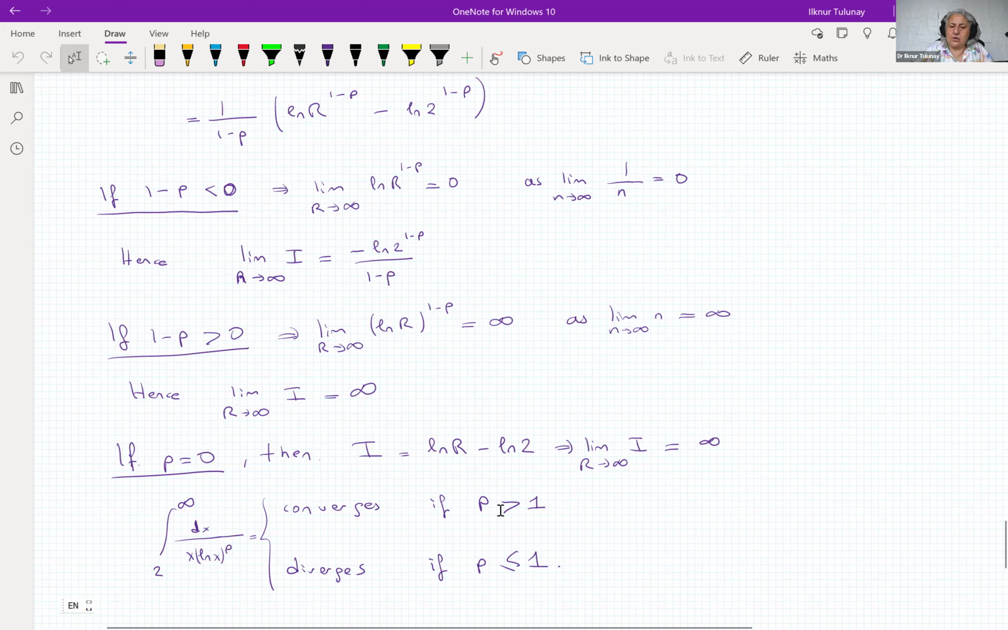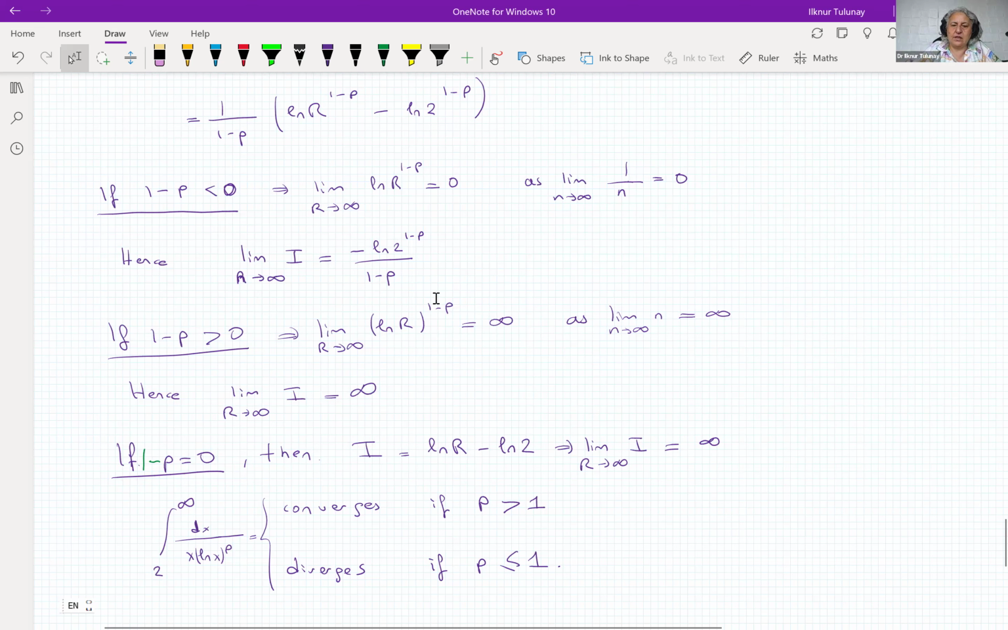So as a consequence, the improper integral converges if p is bigger than 1, right? In this case, we found a limit for all cases. Sorry, there is an error here. I need to say 1 there. So p minus 1, or 1 minus p, is 0. Right? 1 minus p is smaller than 0, 1 minus p is bigger than 0, and 1 minus p is equal to 0. That's what I was doing there.